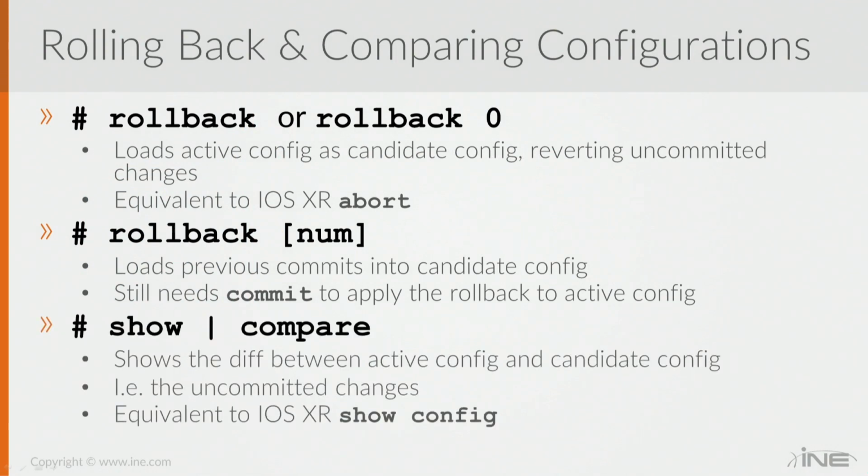We could also, like we've been doing, show | compare. That's the one to figure out what my uncommitted changes are. So what changes did I make in config mode, but not actually commit yet to the active config? That's the equivalent to show config in IOS XR.